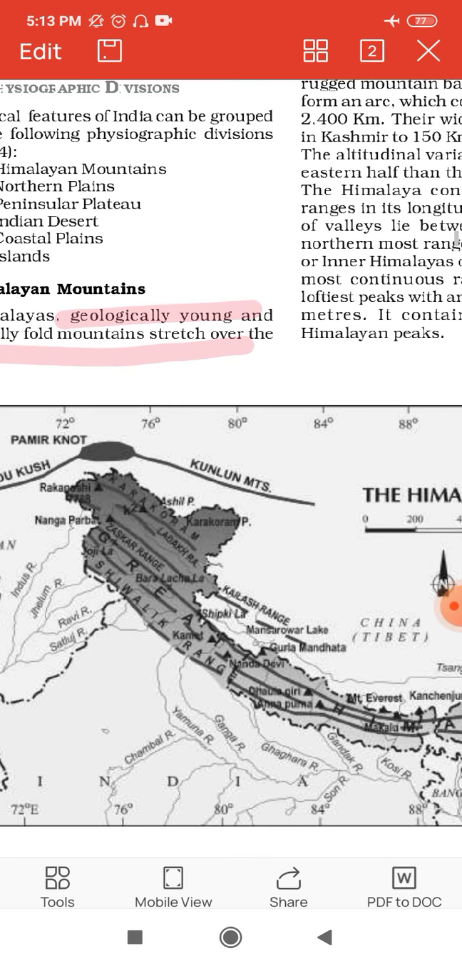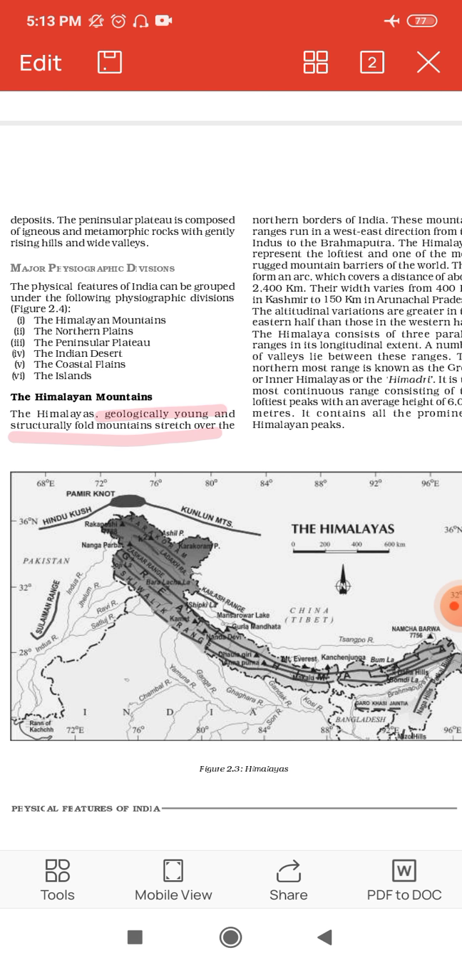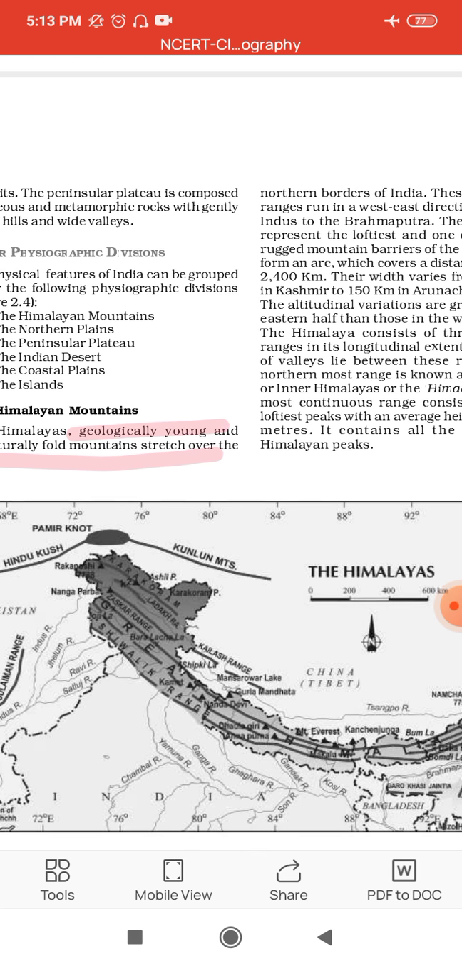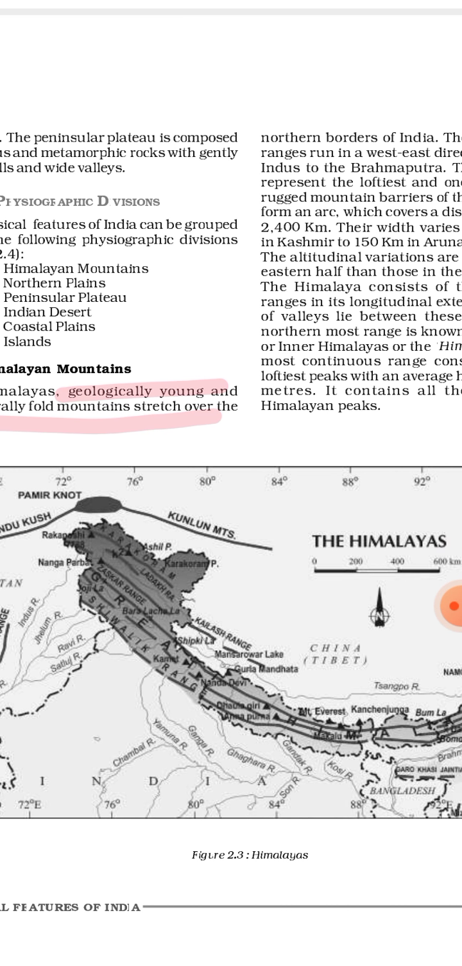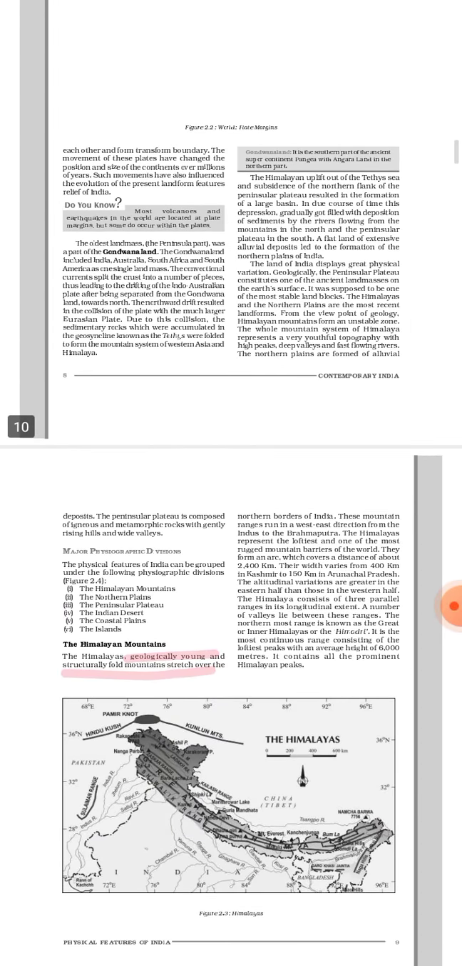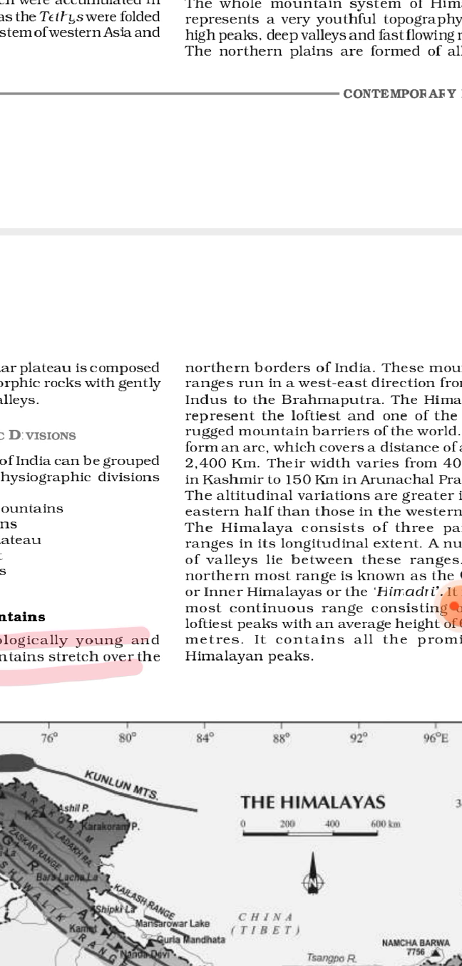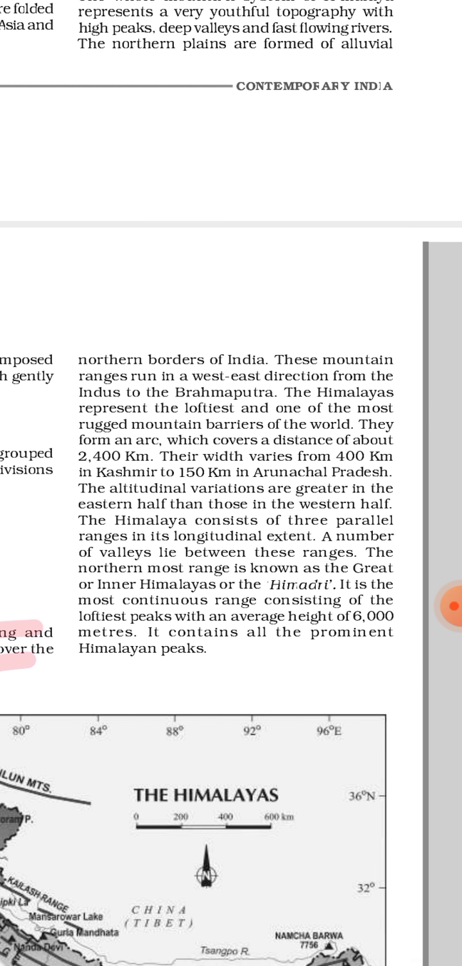As you can see through this map, it is clearly showing you the location of the Himalayan mountain region. It is the total northern part of India. Okay, now from the first line we got to know that geologically it is young and it is an example of fold mountain. Next, the Himalayas cover the whole northern border of India.